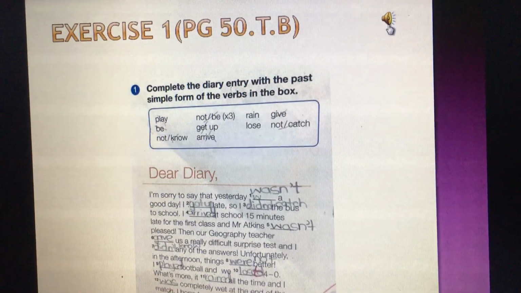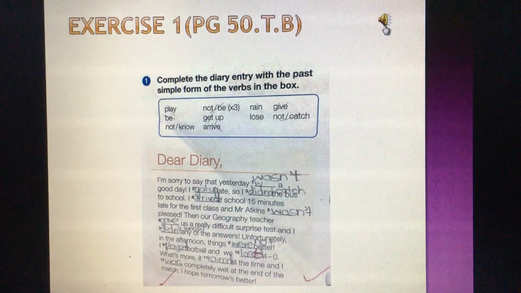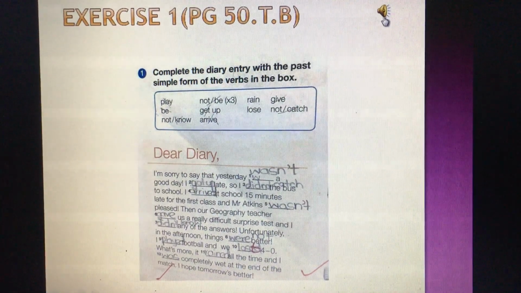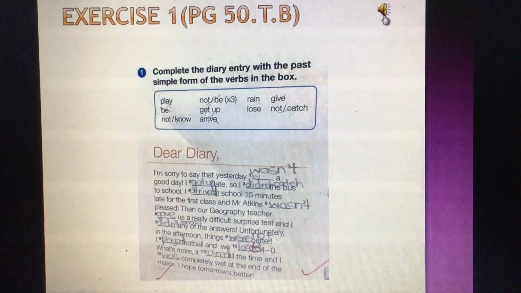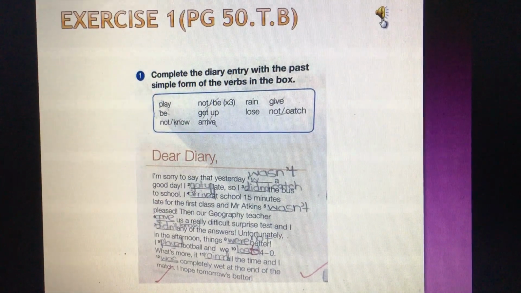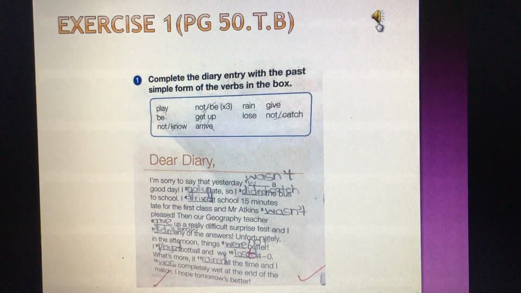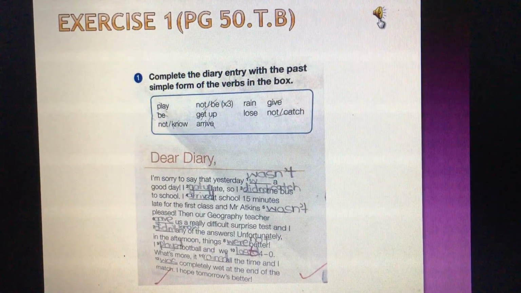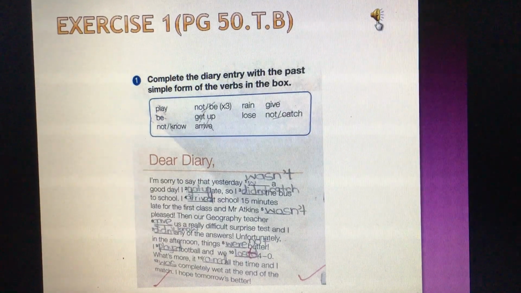Now here, exercise 1 of your textbook, page 50, is displayed. The question is, complete the diary entry with the past simple form of the verb in the box. Two verbs are given. You have to select a proper verb according to the sentence and according to the tense, and you have to write it in these blanks.